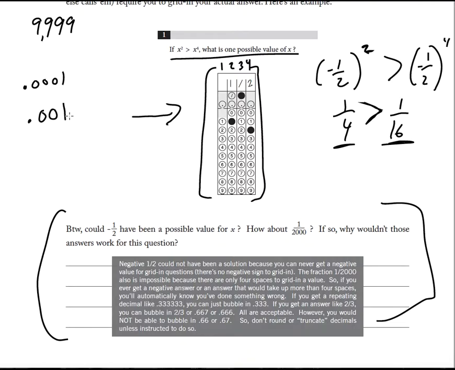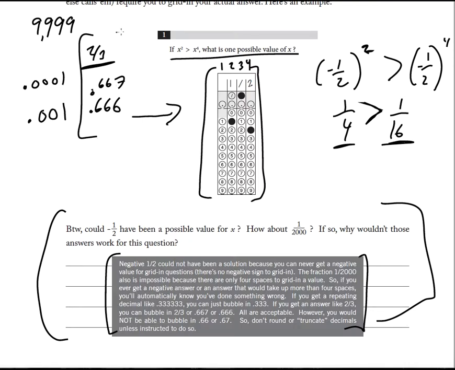There's no way to bubble in more than 4 places. 2 more things for grid-ins very quickly, or actually 3 more. And they're written here. You would be remiss if you didn't tell your students that if they get an answer like 2/3, they could bubble that in as either 2/3 as the fraction, or they could bubble that in as 0.667 or 0.666. All 3 of those would be marked as correct.